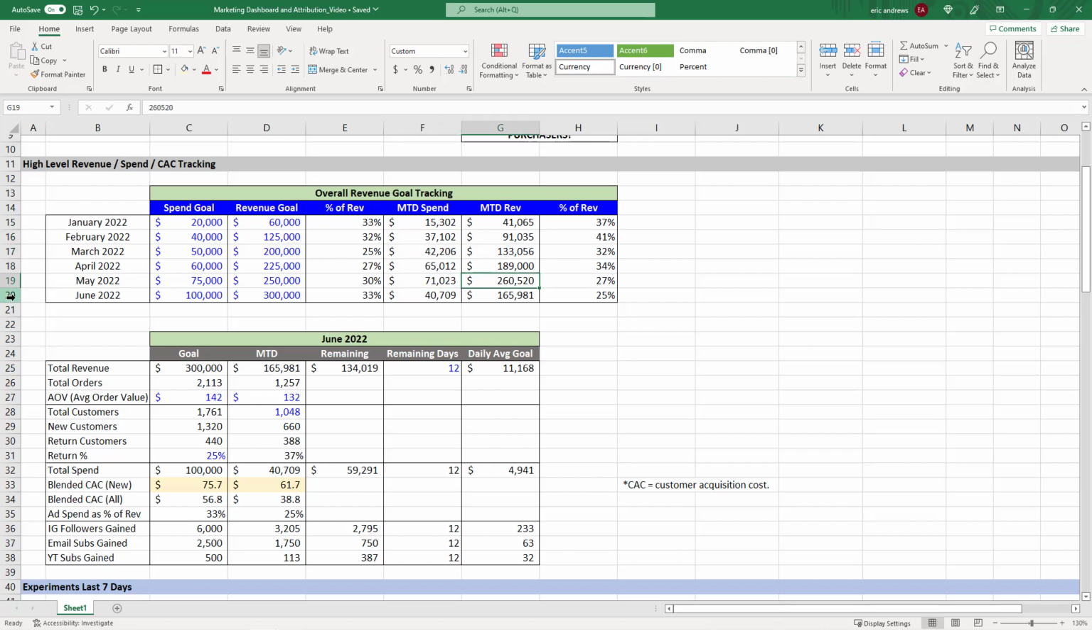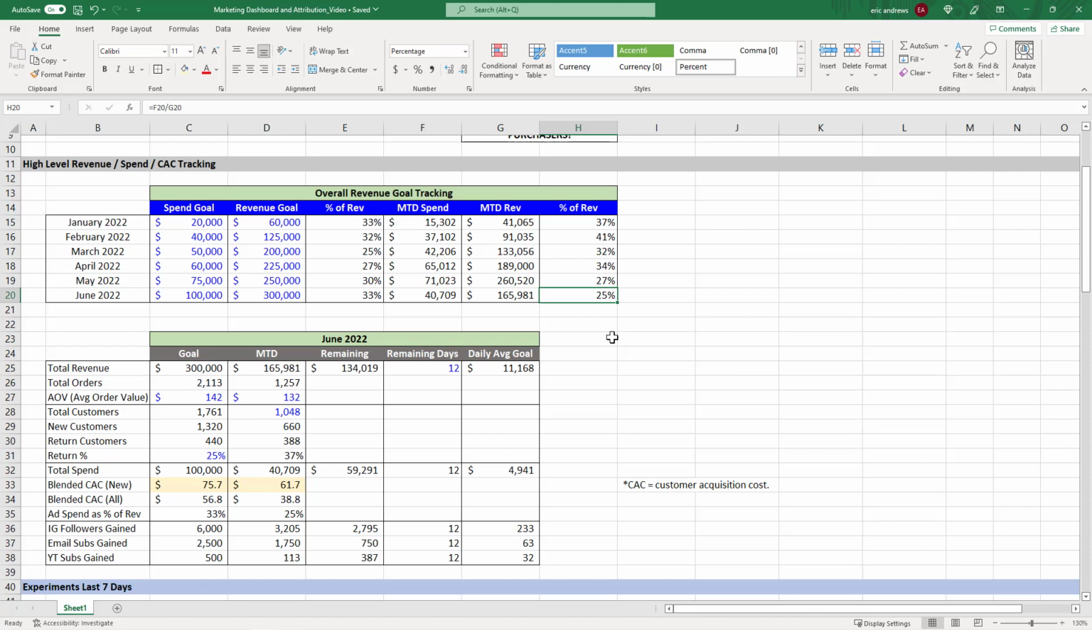And then in June, we're midway through the month. We have a spend goal of $100,000, and in our dashboard we're spending it mostly on paid advertising, but that could go to any marketing activity that you're putting money towards. Revenue goal 300,000, and we've only spent 40K, even though we're around two thirds of the way through the month, and we've gotten 165,000 in revenue, but we've only spent about 25% of our revenue on ads. So efficient, but we're a little behind.